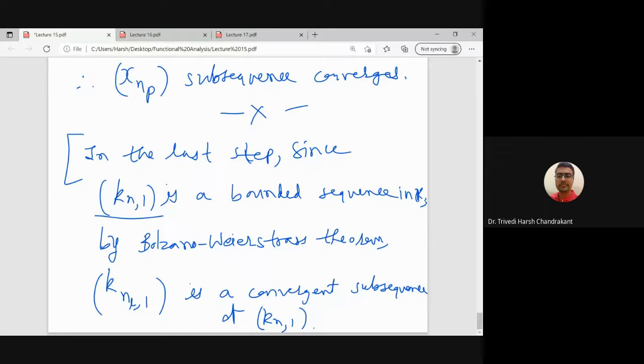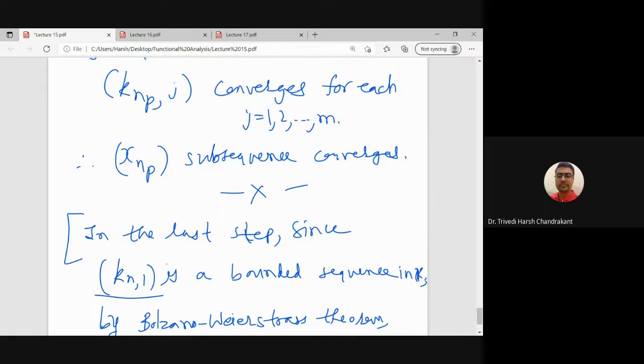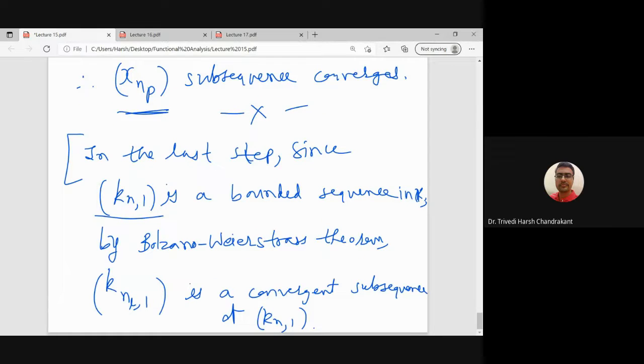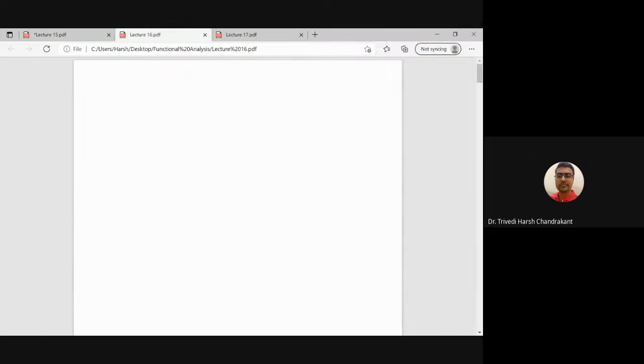Right, so it is a convergent sequence, the first coordinate sequence. But what we want is a common subsequence for each j. So for that, we already have one subsequence. From the terms of this subsequence, we will select another subsequence such that the second coordinate is convergent.